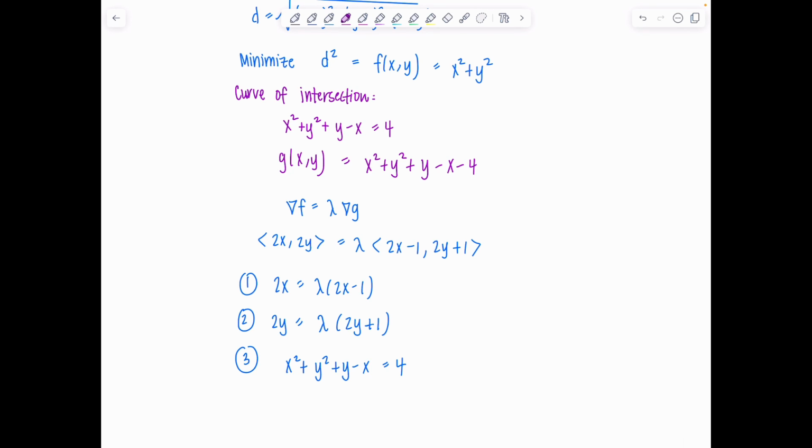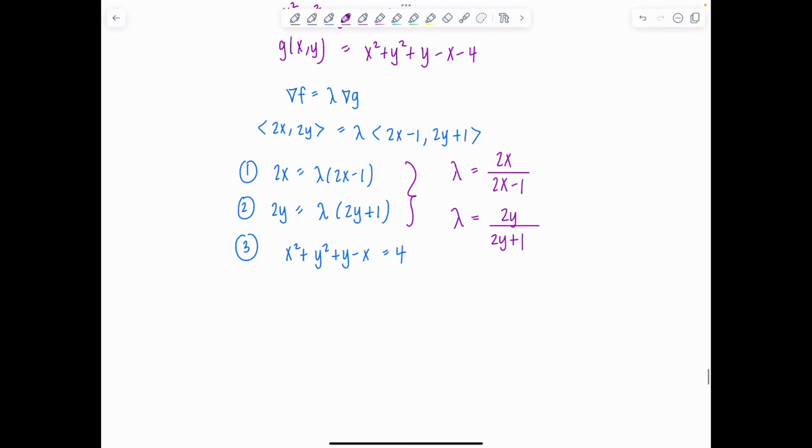What I started off doing was isolating lambda in equations 1 and 2. So from equation 1, I have 2x over (2x minus 1) equals lambda. And from equation 2, we have 2y over (2y plus 1) equals lambda. And since both those quantities are equal to lambda, I can set them equal to each other. So I can say 2x over (2x minus 1) equals 2y over (2y plus 1).